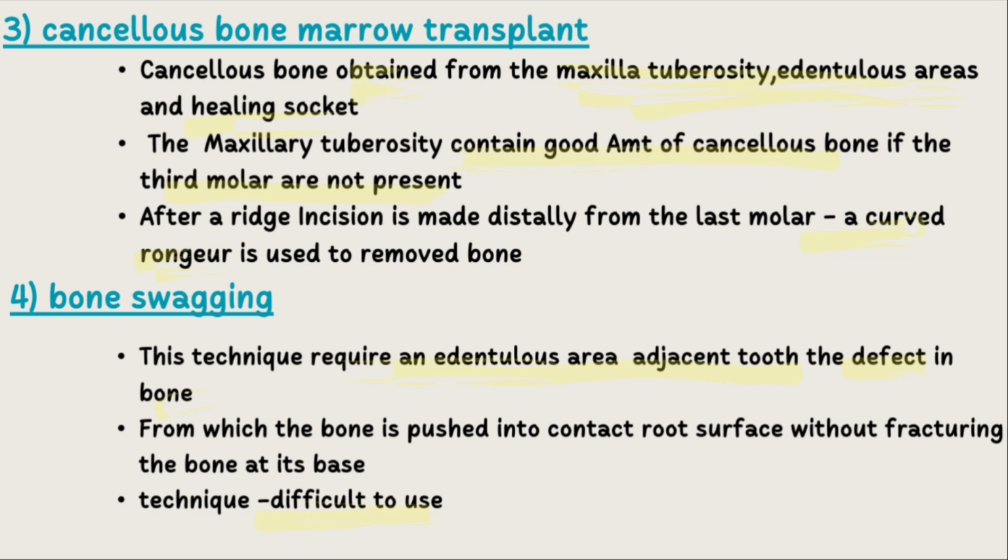Then the next one is bone swaging. This technique requires an edentulous area adjacent to the defect in the bone, from which the bone is pushed into contact with the root surface without fracturing the bone at its base. The technique is difficult to use. So bone swaging is used when there is an edentulous area next to the tooth. The bone is pushed towards the defect without breaking its base, and it is a difficult technique not used commonly.